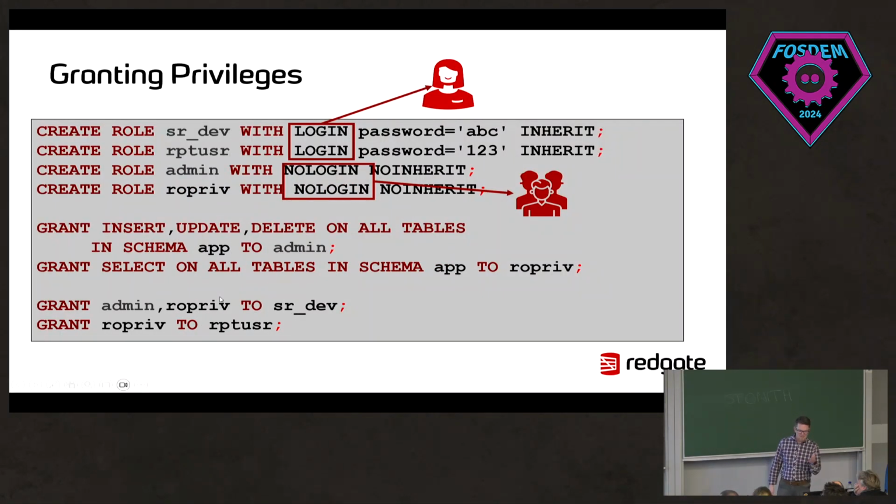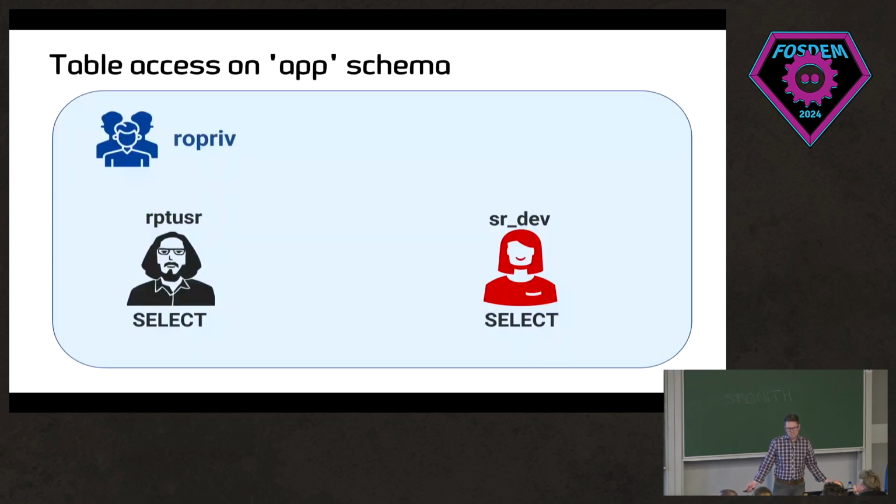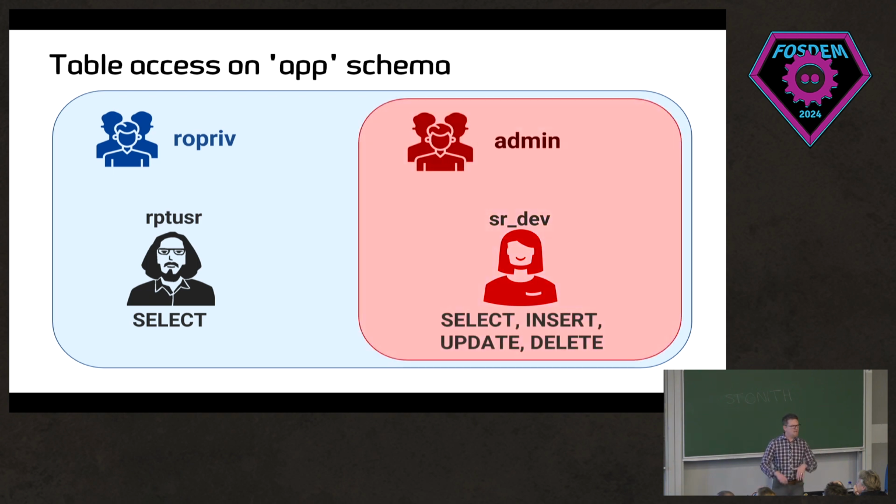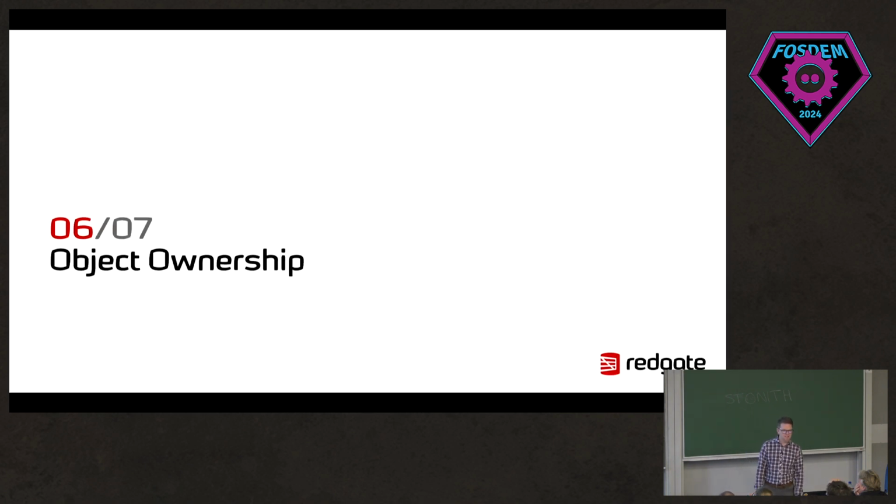So I say grant admin and read-only priv to the senior dev, and then only grant read-only priv to the junior dev. Essentially what that looks like is this. Those two roles both have read-only privilege, but the senior dev has other privilege. So you kind of keep building on top of that. It's a great way to apply the kinds of privileges you need across many roles. And if you need to update something, you update one object, the group role, and it will be applied to all of the users that are inheriting from that role. Any questions on inherit? What that looks like?